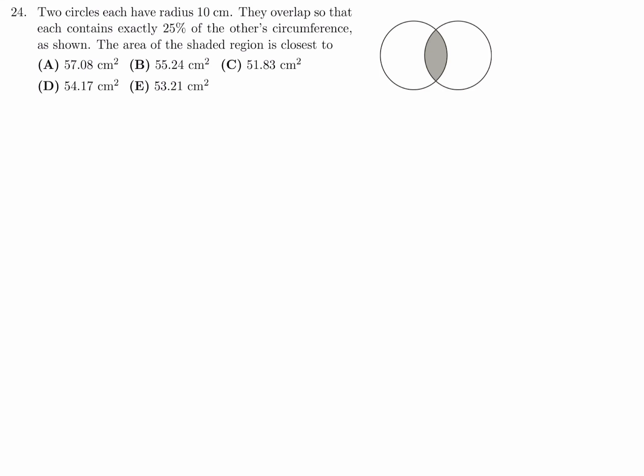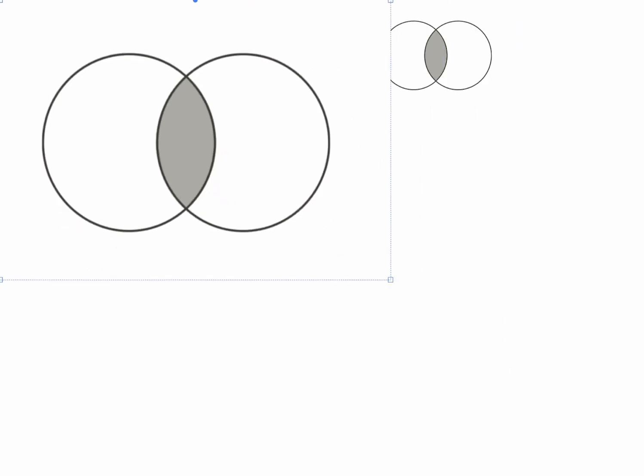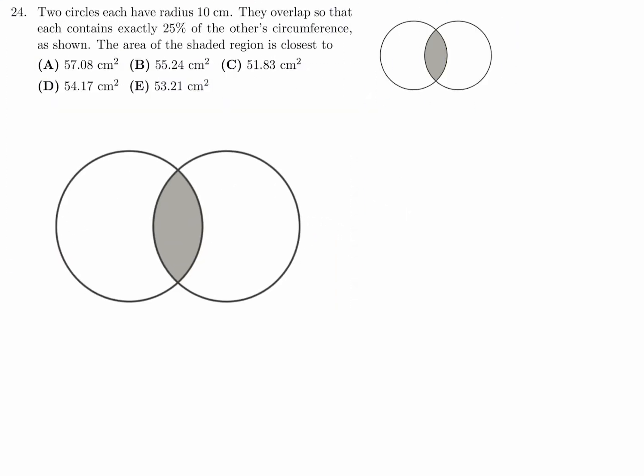I would like to make this a bit bigger, since this diagram is at the heart of the question, and I think that's sufficient. Okay, so the first thing I want to draw is the center of this circle, and I'll draw lines to that point and lines to that point.